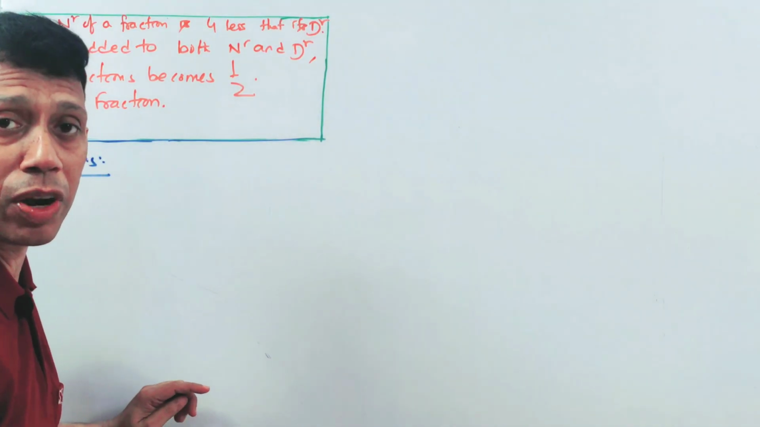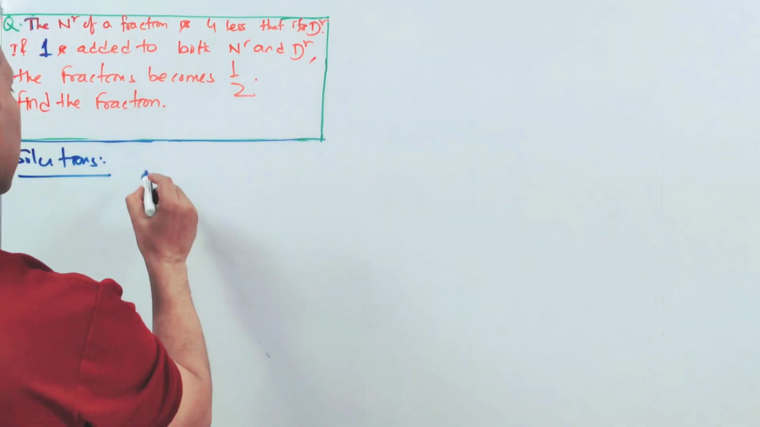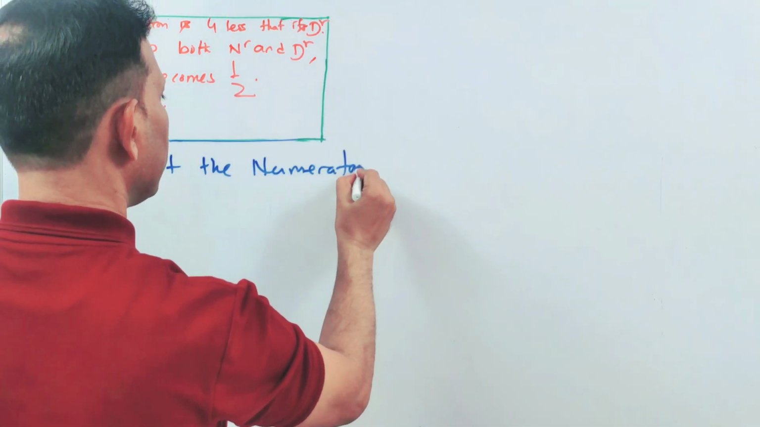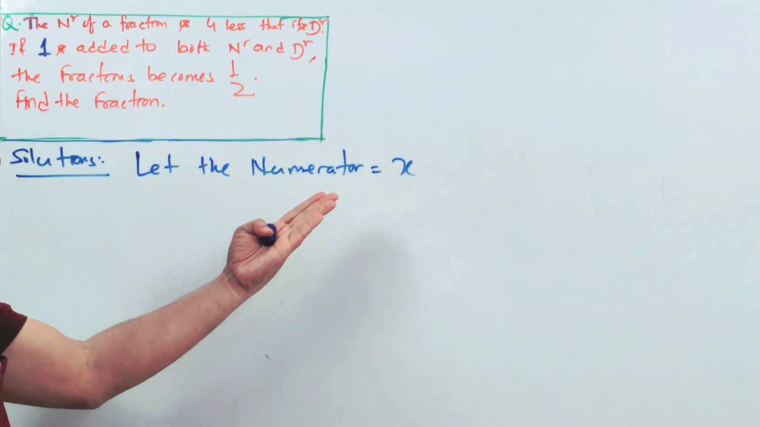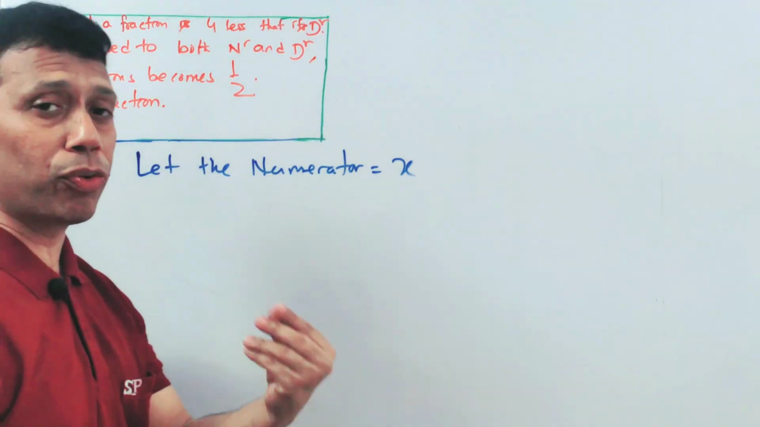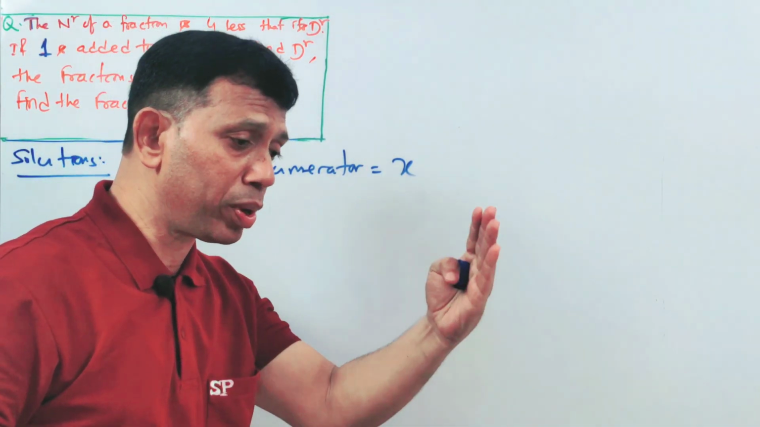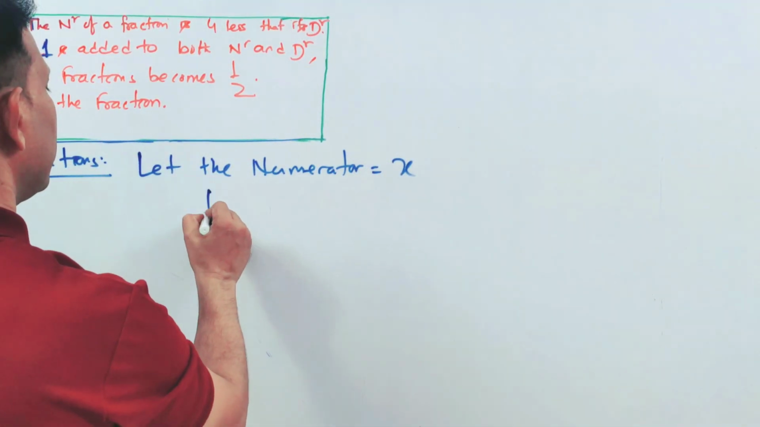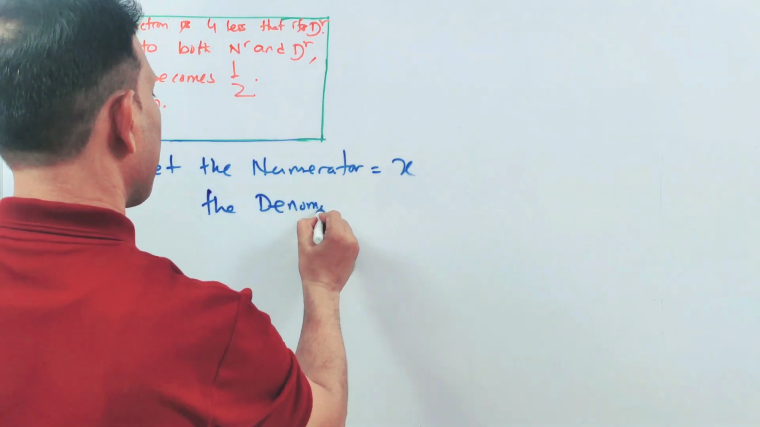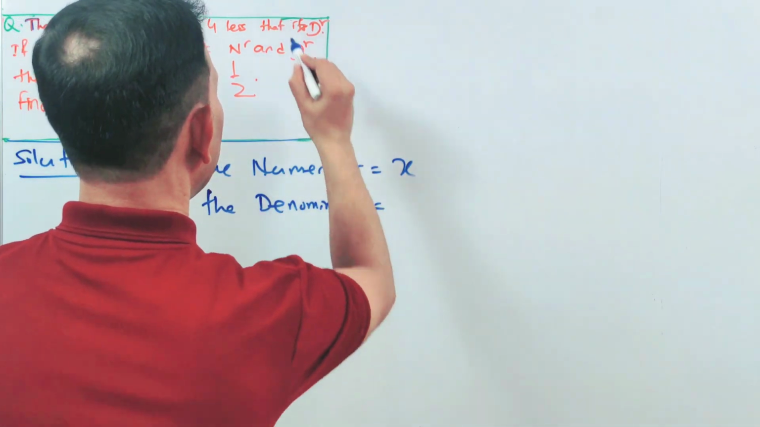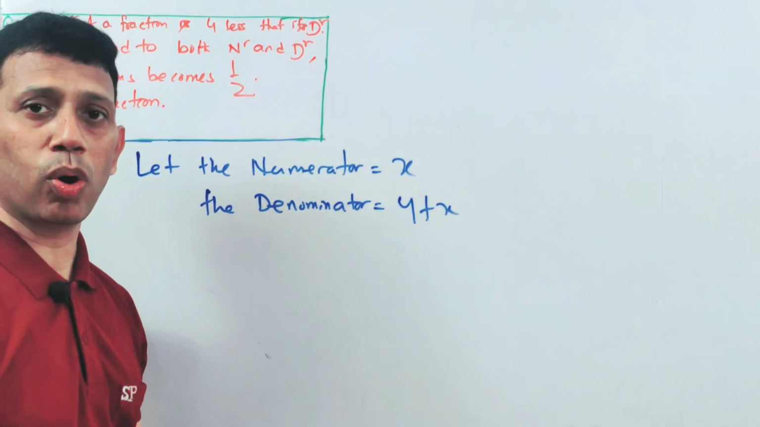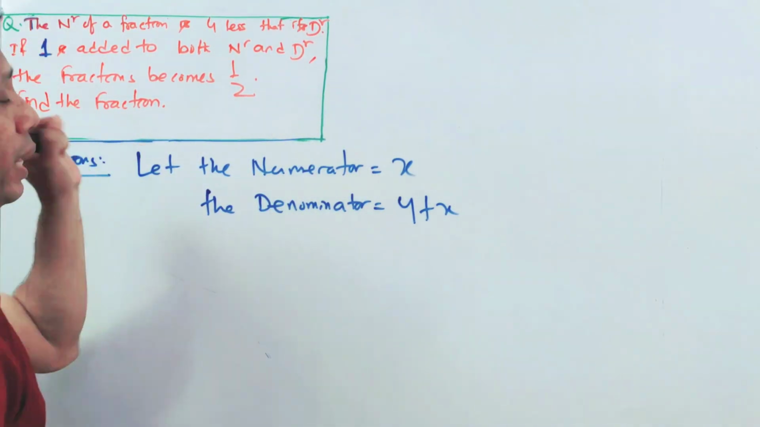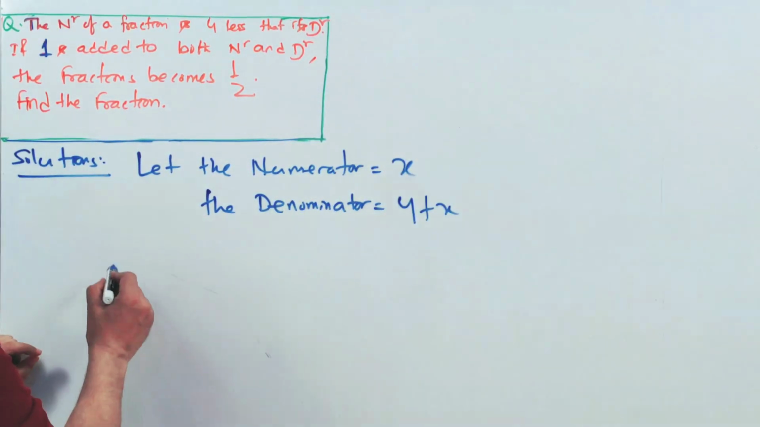Solution. The numerator of a fraction, I told you the numerator is less, so let us take it as x. Let the numerator be equal to x. If the numerator is x, then the numerator is 4 less than the denominator. That means the denominator is 4 more than the numerator, right? So the denominator is 4 plus x. 4 more than x, right? 4 plus x.